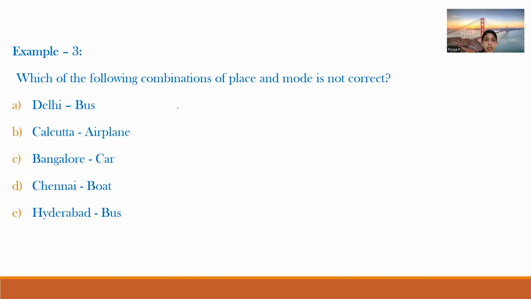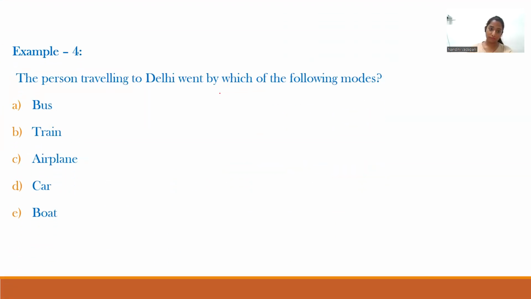The next question. Which of the following combinations of place and mode is not correct? Remember, read the question. If required, reread the question. The correct answer is the answer which is incorrect. So which one? A option. Yes, Delhi is not connected by bus. So fine with all of you? Yes, ma'am. Okay. The person traveling to Delhi went by which of the following modes?